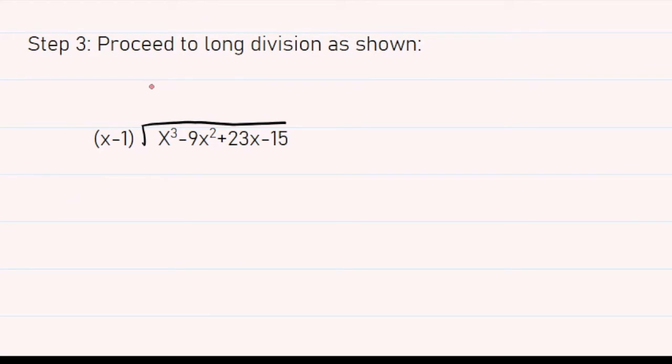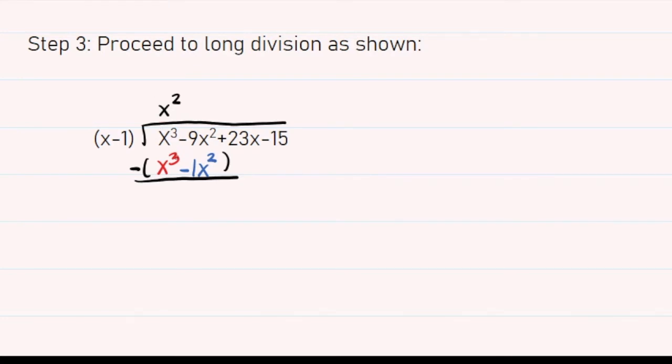So basically what we're going to be doing is dividing x cubed minus 9x squared plus 23x minus 15 by x minus 1. Our first value here will be x squared. This will give us x cubed. Negative 1 times x squared gives us negative 1x squared. Now you do have to keep in mind that you are subtracting this, so we're just going to write this down here in brackets.